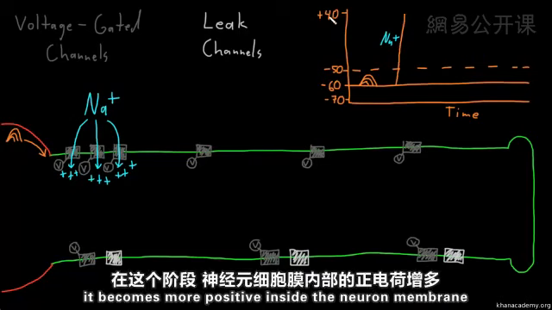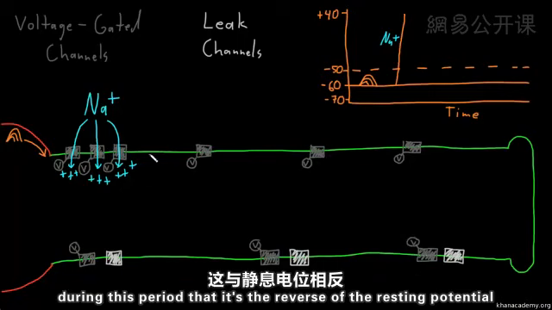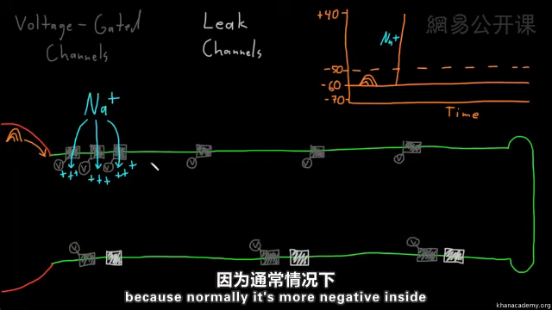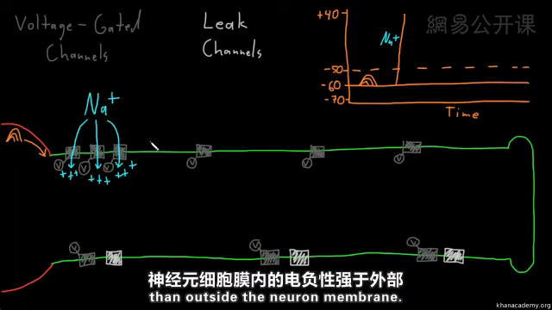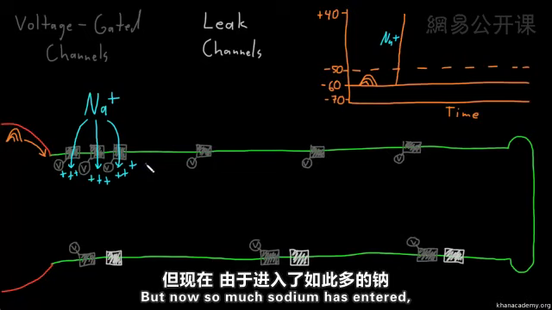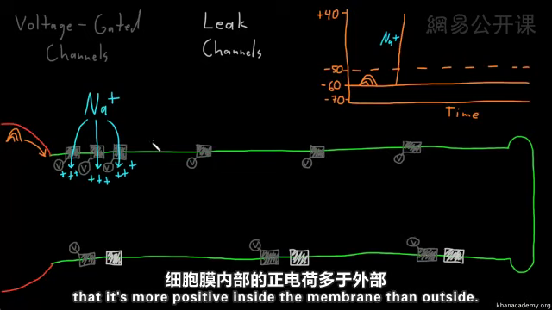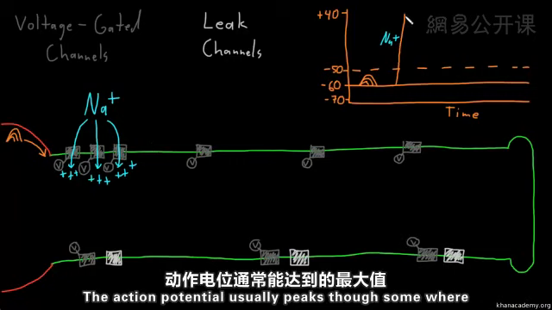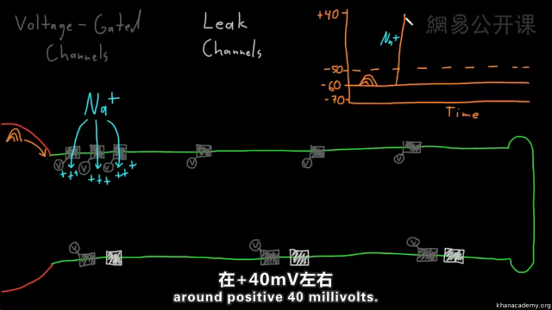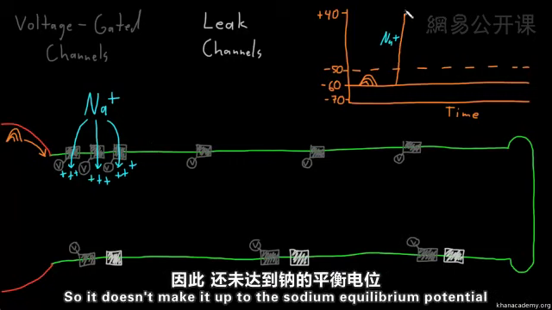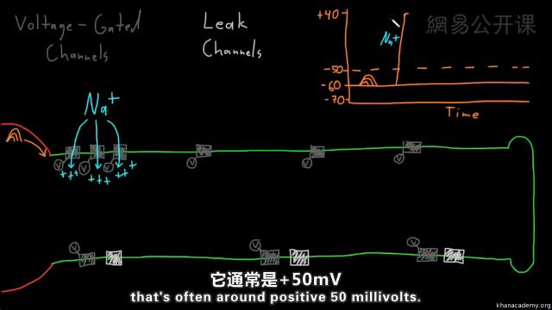And in fact, it becomes more positive inside the neuron membrane during this period. That it's the reverse of the resting potential, because normally it's more negative inside than outside the neuron membrane. But now so much sodium has entered that it's more positive inside the membrane than outside. The action potential usually peaks, though, somewhere around +40 millivolts. So it doesn't make it up to the sodium equilibrium potential that's often around +50 millivolts.